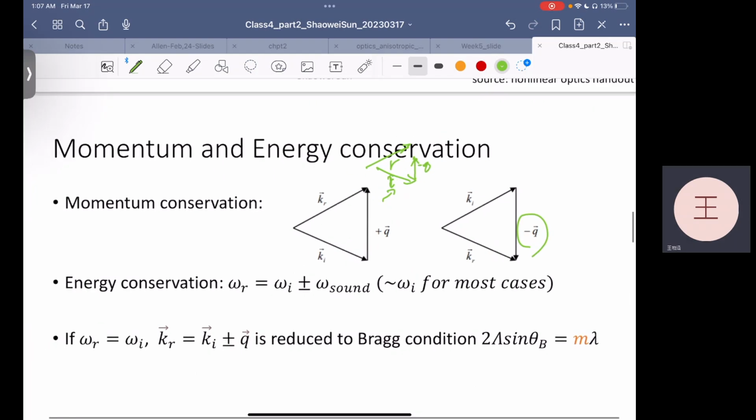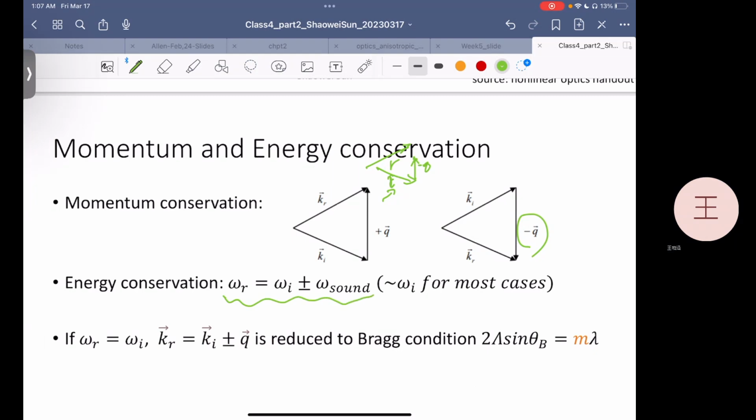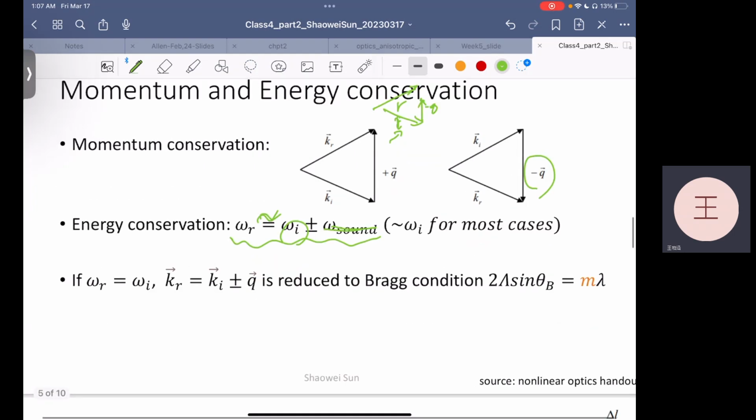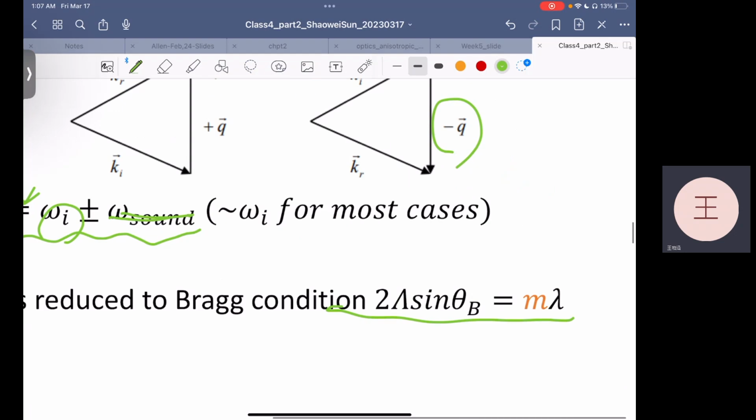For energy conservation, you need to have the omega in this kind of relationship. However, usually this is quite small compared to this one, so it's approximately equal. And if this case happens, the Bragg condition comes to take place.